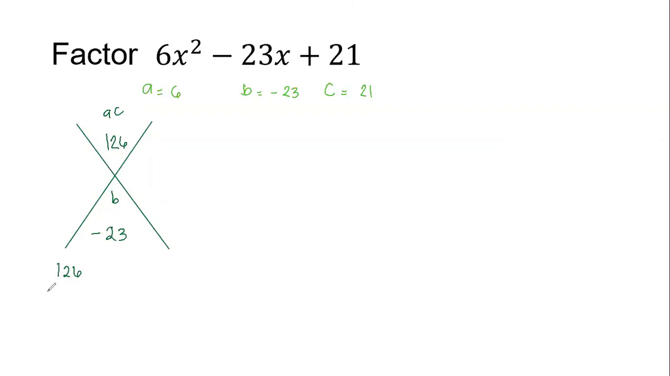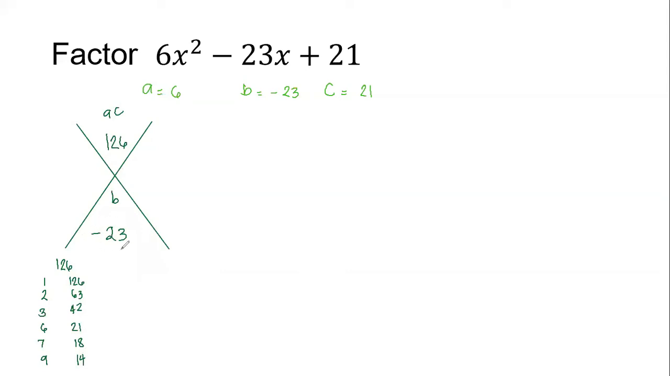126. So the factors of 126 would be, let's start with 1. 1 times 126, so that is 126. 2 times 63. 3 times 42. 6 times 21. 7 times 18, and 9 times 14. All right, so we have here all the factors of 126, the possible factors of 126.